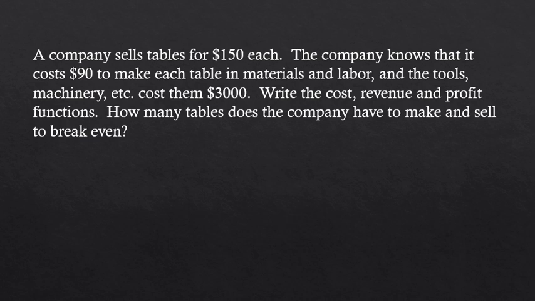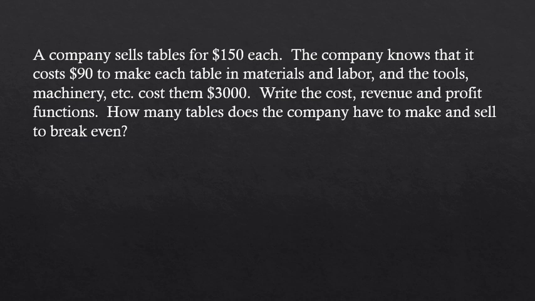A company sells tables for $150 each. The company knows that it takes $90 to make each table in materials and labor, and the tools that they needed for the tables, the machinery, overhead, all that stuff, cost them $3,000. Write the cost, revenue, and profit functions. How many tables does the company have to make and sell to break even?